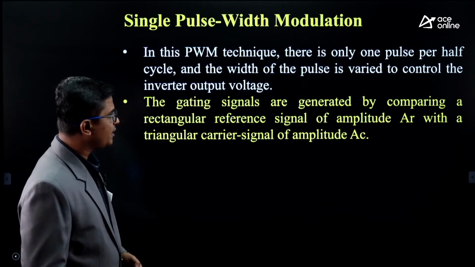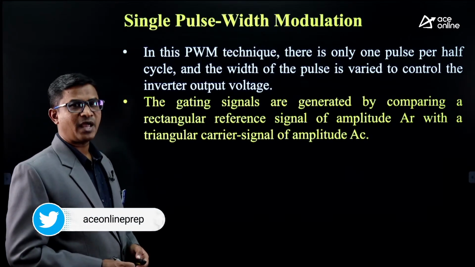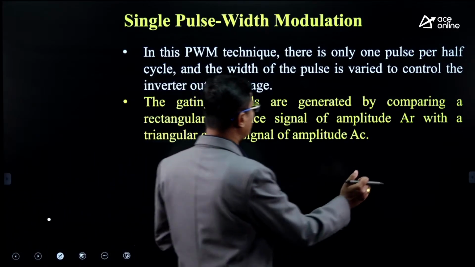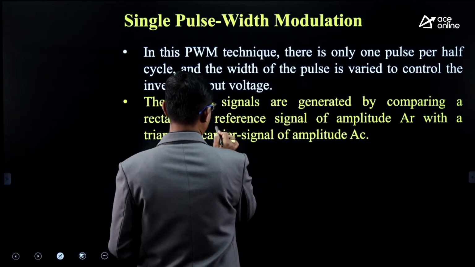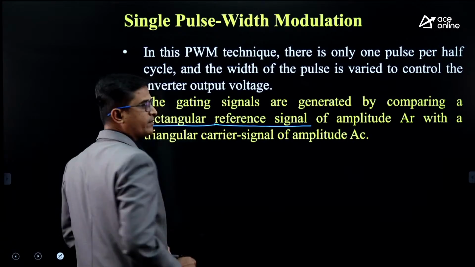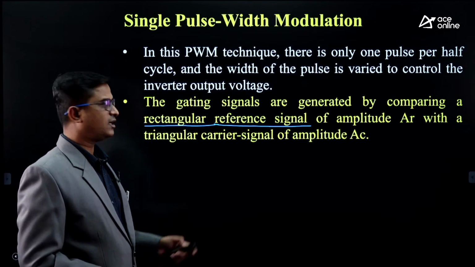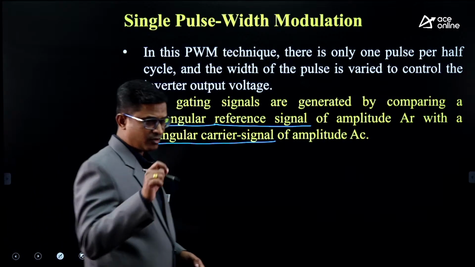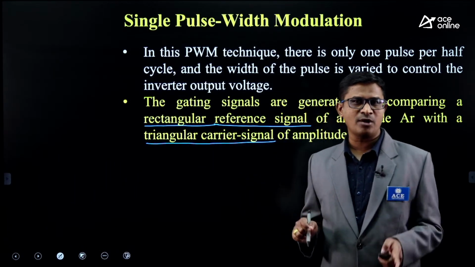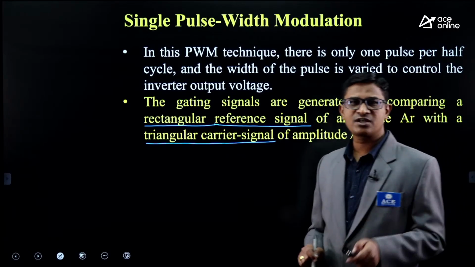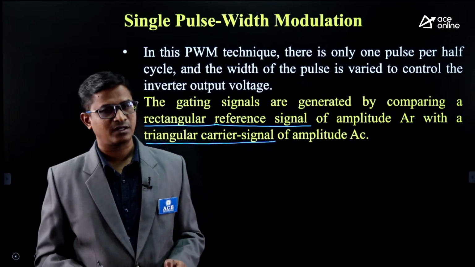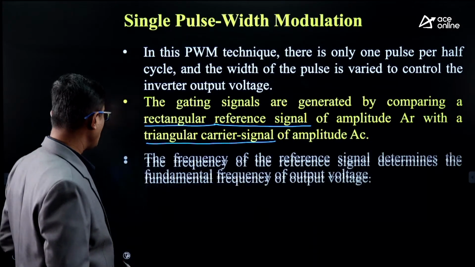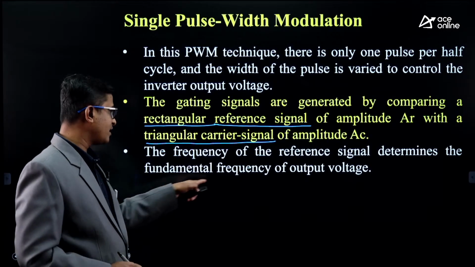The gating signals are generated by comparing a rectangular reference signal of amplitude AR with a triangular carrier signal of amplitude AC. So here we have two signals. One is the reference signal, which is rectangular, and the second is the carrier signal, which is triangular. Always keep in mind, in all the PWM techniques, the frequency of the reference signal is equal to the frequency of the inverter output, which is the frequency of the fundamental component. The frequency of the reference signal determines the fundamental frequency of the output voltage.